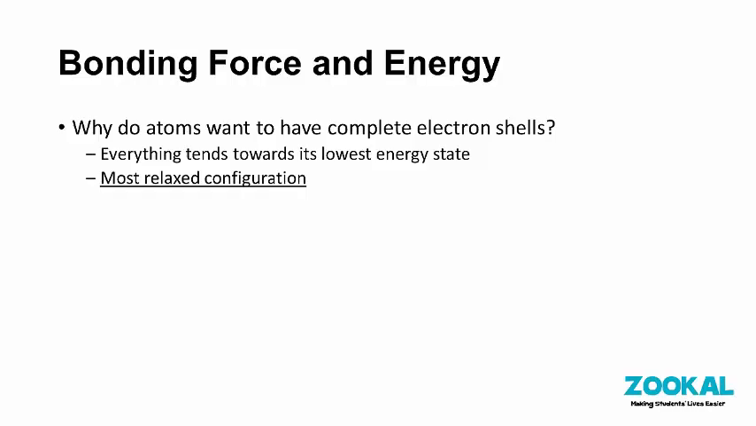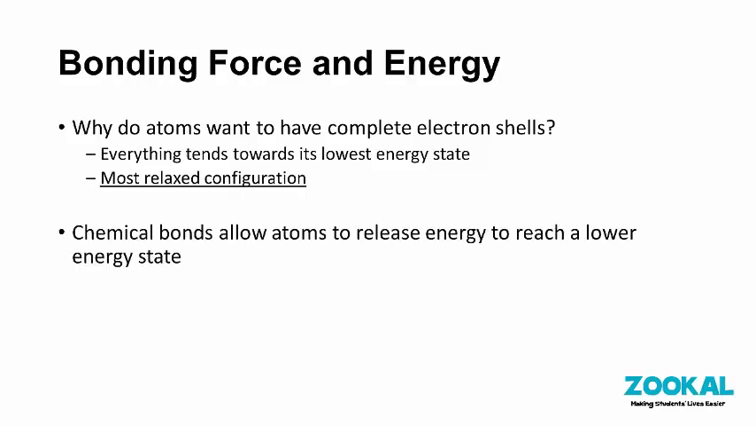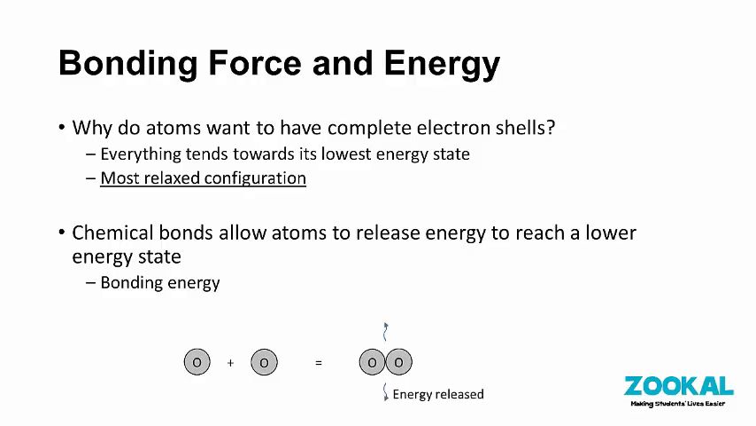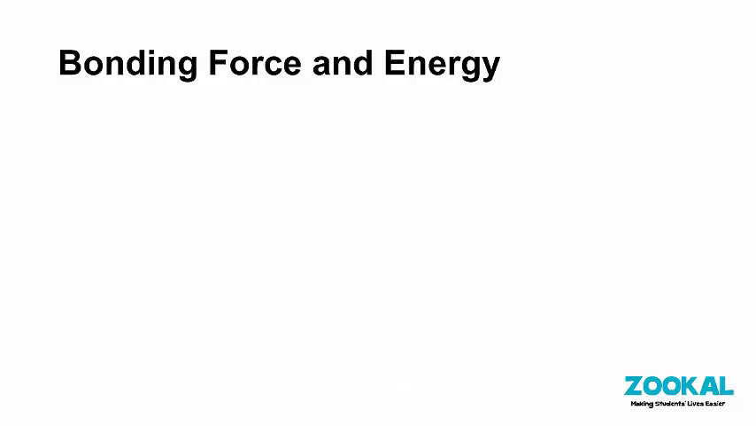Chemical bonds allow atoms to reach lower energy states by exchanging or sharing electrons. The excess energy is known as the bonding energy. For example, two oxygen atoms have a higher total energy than one oxygen molecule. When the chemical bond is formed, the difference in the total energy is released as the bonding energy. Returning to the rubber band analogy, a rubber band has a length where it is most relaxed.